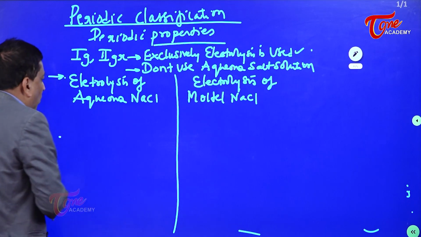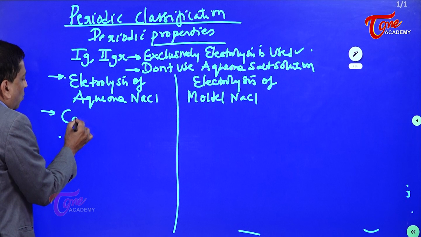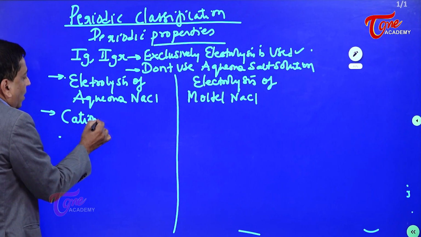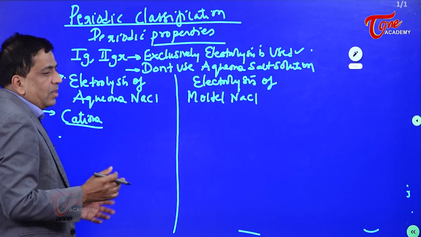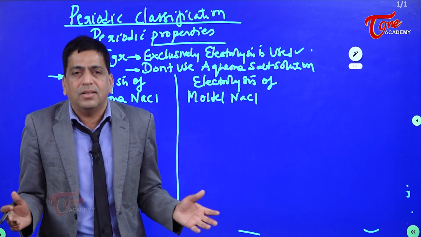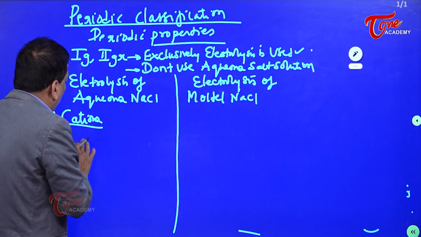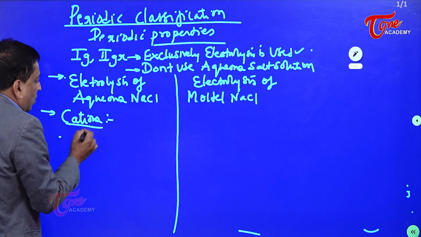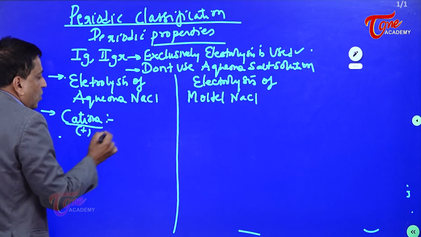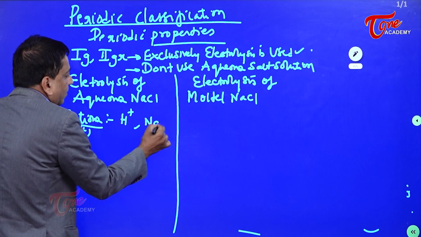In the first case, what is happening? The cations, what you get, look into the cations, what are they? Because NaCl is an ionic compound. When you put NaCl in water, it ionizes, right? So the electrolyte will be having these ions. So you look into the cations that are positively charged, you have H plus and you have Na plus.